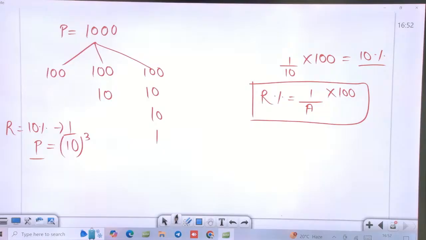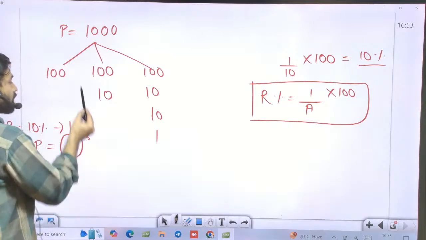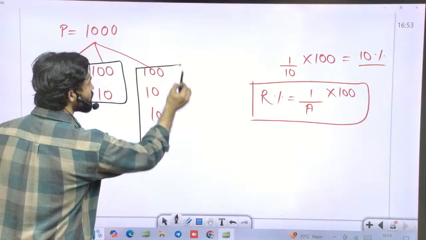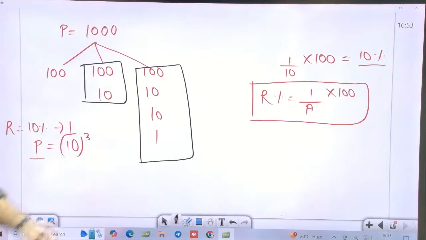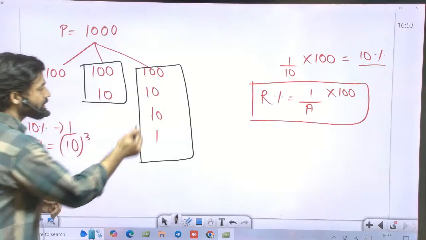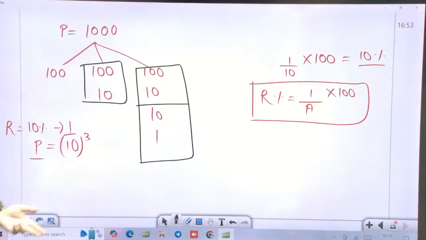Only CI we are talking about now. Yes, please. Give me the units according to this chart. 11. Very good. 11. Why? Because this is the CI for the second year and this is the CI for the third year, and we have to take the difference of these two. So this 110 is common. So what is left? 10 plus 1, that is 11. Got it?